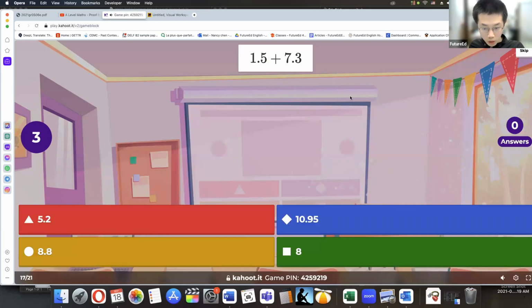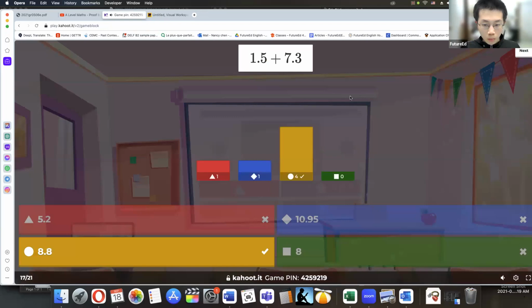Use decimals. Well, this one, you can kind of guess from the answer that it's about 8 point something. It's not 8 itself. It's just 8.8 because 0.5 plus 0.3 is 0.8, so 8.8.